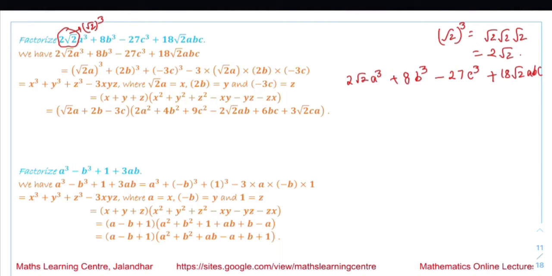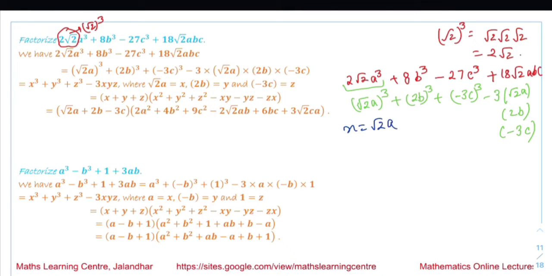So this term we can write as square root of 2a whole cube plus 2b whole cube plus minus 3c whole cube, and this term will become minus of 3 times square root 2a into 2b into minus 3c. So what are the values of x, y, z we have over here? The value of x is square root 2a, value of y is 2b, and value of z is minus 3c. Now we apply this formula.